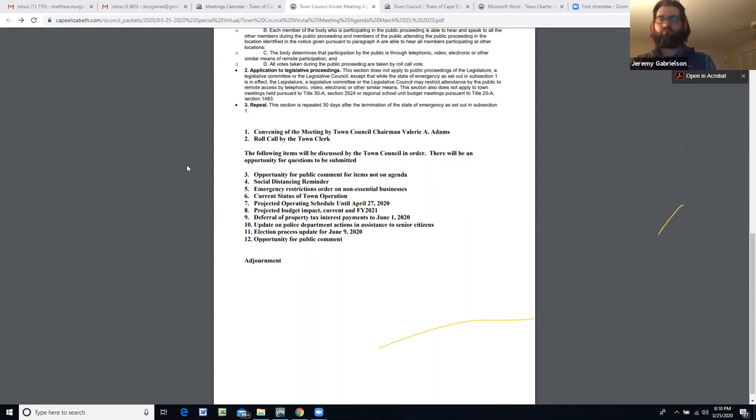Specifically, I've had a couple of businesses in town reach out to me on this question of property taxes. So not just residences, but businesses that are concerned about trying to balance their books and don't want to have to lay off employees simply because their taxes are due next week.